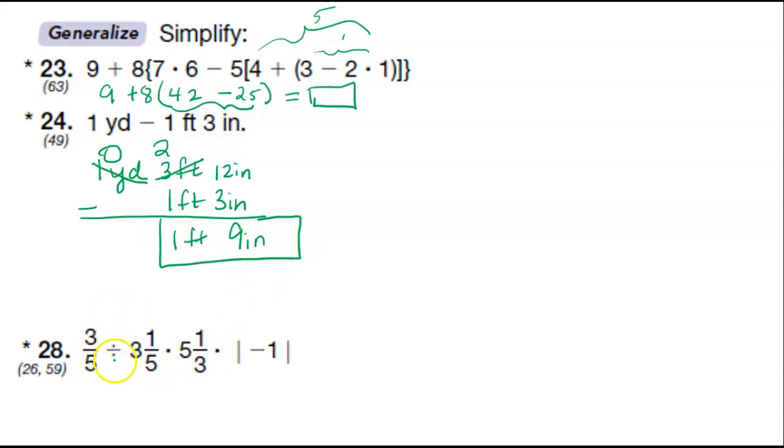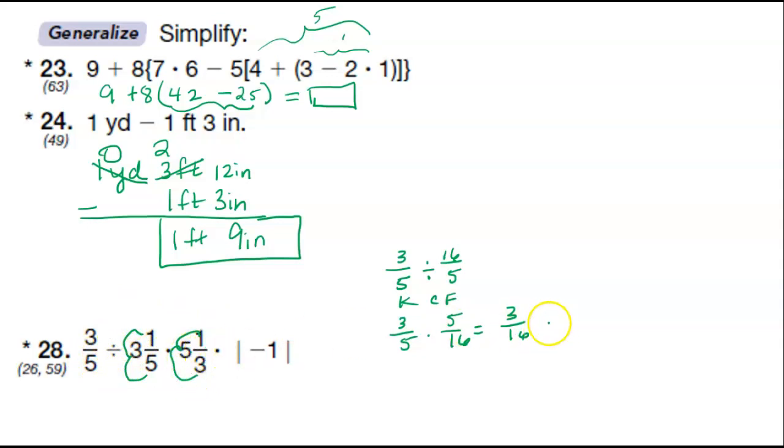Okay, so down here we are dividing and multiplying and multiplying. So we're going to go in order. So we would do 3/5 divided by, I popcorn that, so 5 times 3 is 15 plus 1 is 16. You're going to keep change flip, 3/5 times 5/16, and that's going to give me 3/16. Then I popcorn this, which is 16/3. So this is times 16/3, which gives me 1, times the absolute value of -1 is 1, so the answer is 1.